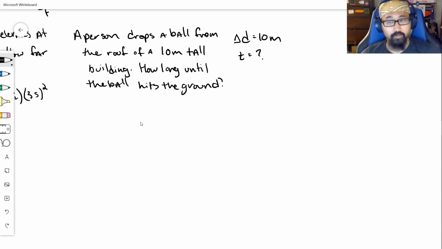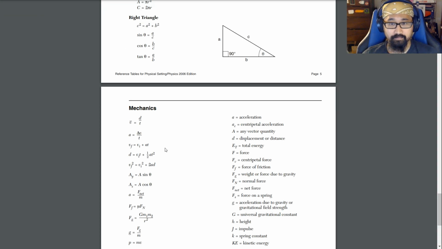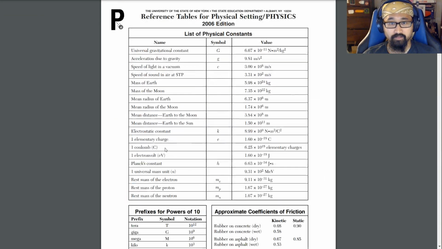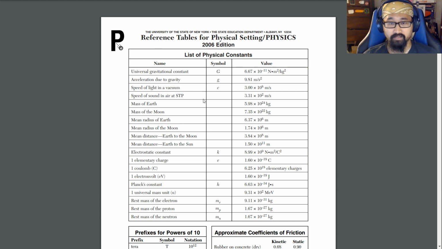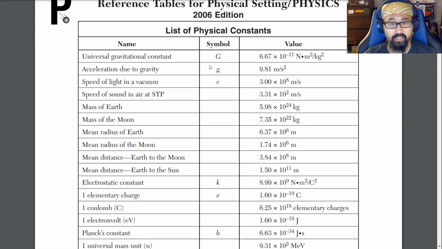This is where I get to tell you about another part of your reference table. And that other part is actually the very first page. It's a list of constants. One of the constants is here. It's lowercase g, and it's the acceleration due to gravity. This number is how much gravity is pulling you down at all moments towards the center of the Earth. It's pulling you down, right? So it's 9.8 meters per second squared down.